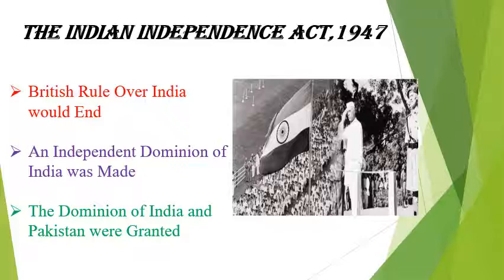Then next one, the princely states were given the freedom to decide which dominion to join. And last one students, the dominions of India and Pakistan were granted complete freedom and they became the members of the British Commonwealth. So students, these are the main features of the Indian Independence Act 1947.